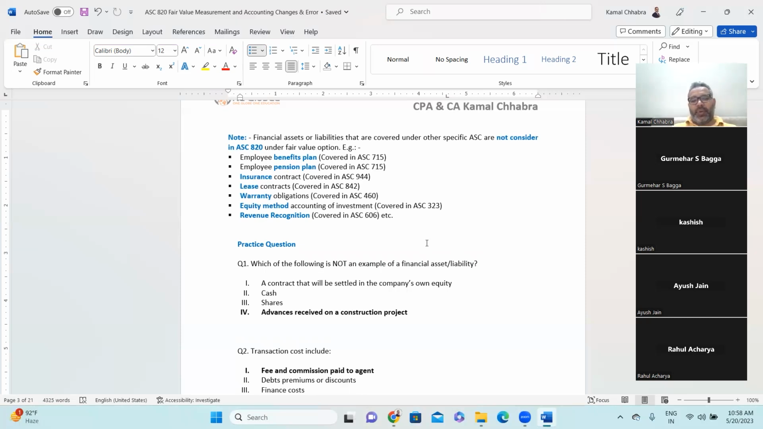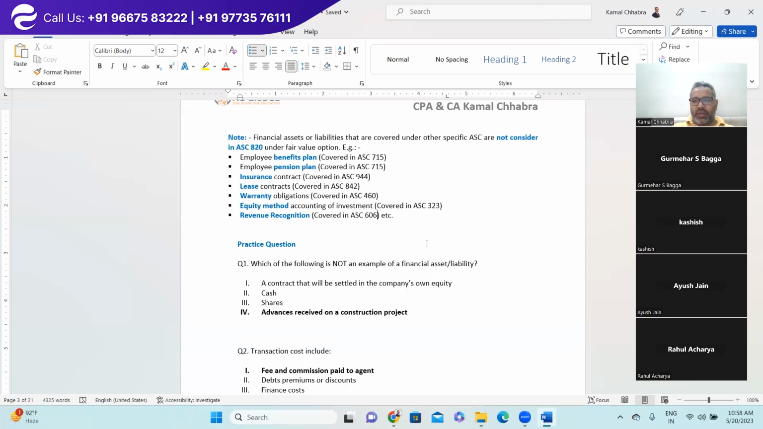Which of the following is not an example of financial assets or liability? Financial asset and liability. So financial assets are generally cash, account receivable, shares, debentures, right? Financial instruments. So here, which one is not coming in the financial assets and liability? So first option is a contract that will be settled in the company's equity. That means you have given certain work to any third party and that work they have done. Now it's your financial liability to pay back to them. So whether you are paying by cash or equity does not make much difference, right?